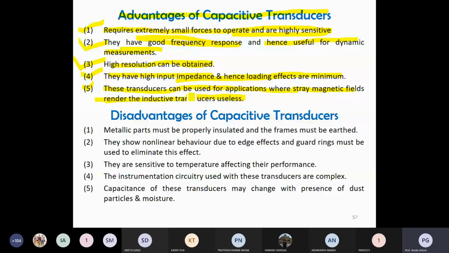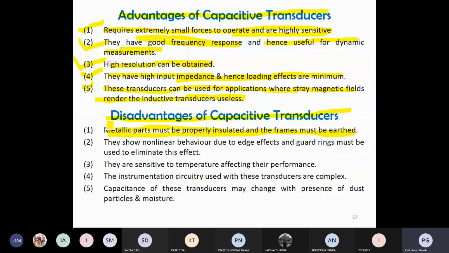Then what are the disadvantages of the capacitor transducer? The metallic parts must be properly insulated and the frame must be earthed. Otherwise, if the frame is not earthed, you are going to measure that voltage as a difference, and if it is zero there will be no problem, because you are measuring the value in terms of a reference value. That's why the reference should be earthed, at zero potential. Also, a lot of metallic plates or paths are used here, which may reduce that value, so some problems may occur.